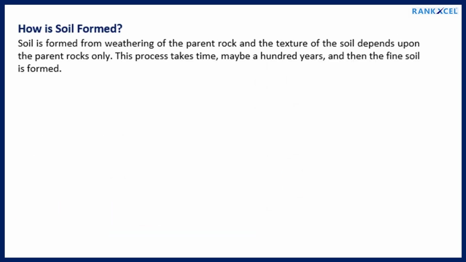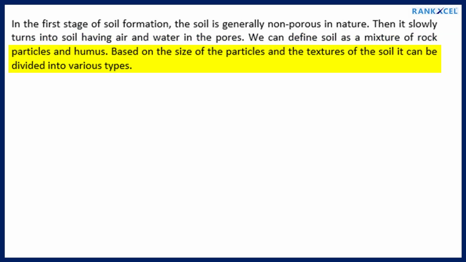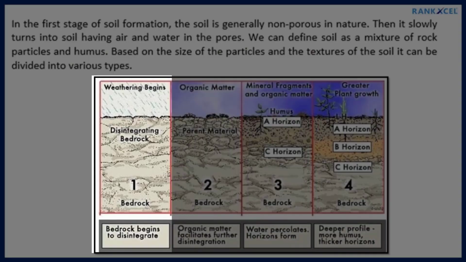How is soil formed? Soil is formed from weathering of the parent rock, and the texture of the soil depends upon the parent rocks only. This process takes time, maybe 100 years, and then the fine soil is formed. In the first stage of soil formation, the soil is generally non-porous in nature. Then it slowly turns into soil having air and water in the pores. We can define soil as a mixture of rock particles and humus. Based on the size of the particles and the textures of the soil, it can be divided into various types.